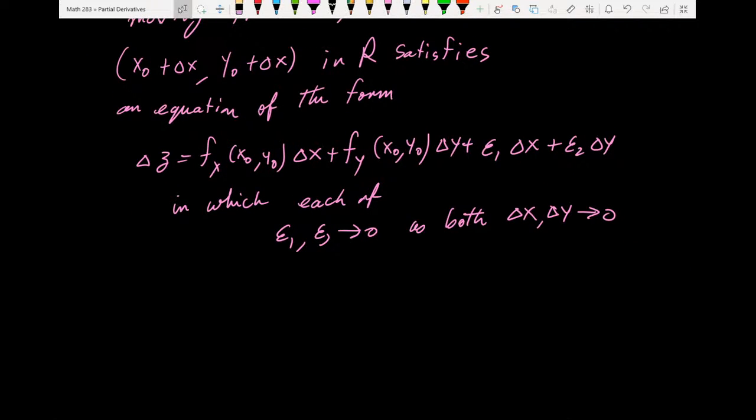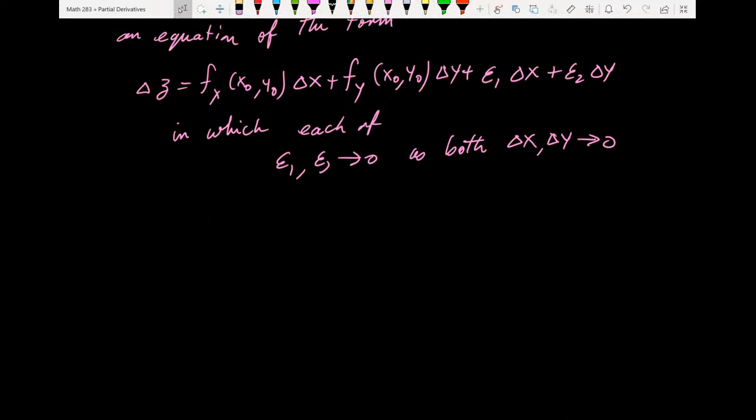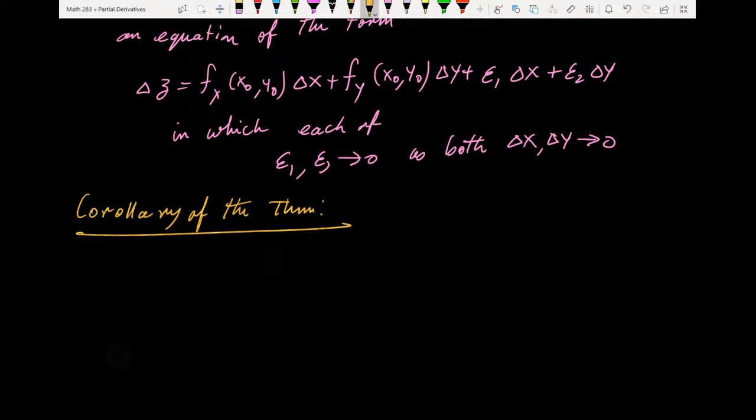From that, I'm going to give you another corollary. Basically, all this stuff we have done, this is the mathematical explanation of what's happening. Corollary of the theorem. Ready?